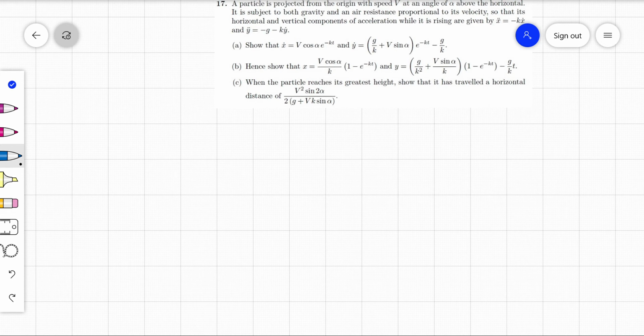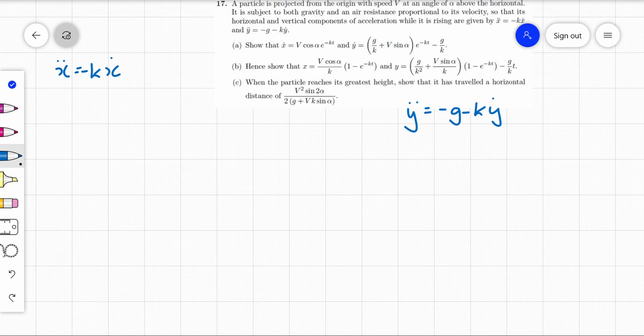So this one's a real algebraic one. It gives us the equations of motion. We've got x double dot equals minus k x dot, and I'll do it over here, y double dot equals minus g minus k y dot. So we have to find x dot and y dot, and then x and y.